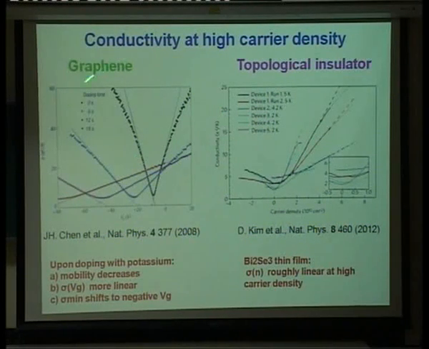Anyway, so this is his graphene data. This is his bismuth selenide data. This paper just came out. This is a few years ago. And what is being measured here is conductivity as a function of gate voltage. Gate voltage changes the density around, and I'm going to explain these things.